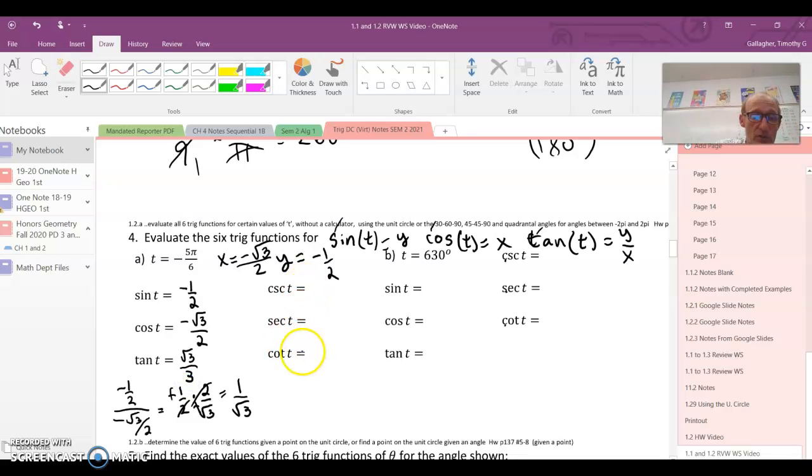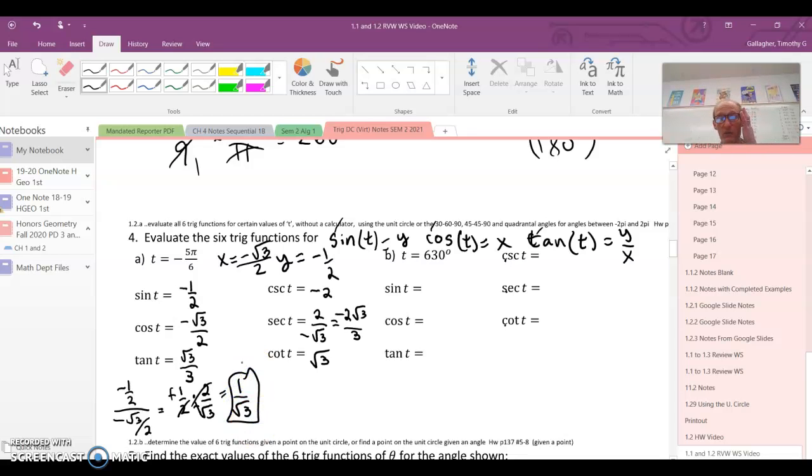Now, the other trig functions are the reciprocals of what you have here. So the cosecant of the t value I'm looking for is negative 2. The secant of the t value that I want is 2 over negative square root of 3. And I have to rationalize that, so we get negative 2 square root of 3 over 3. And the cotangent of the value of negative 5 pi over 6 is going to be square root of 3 because it's the reciprocal of this.